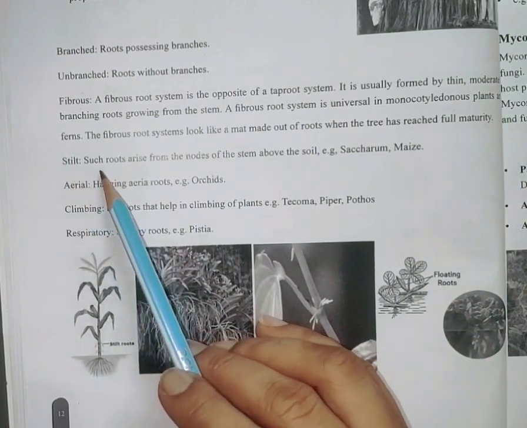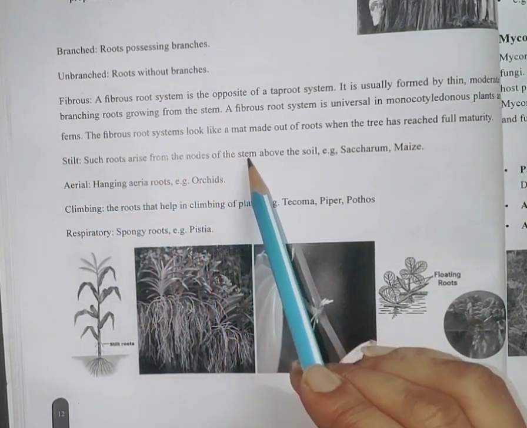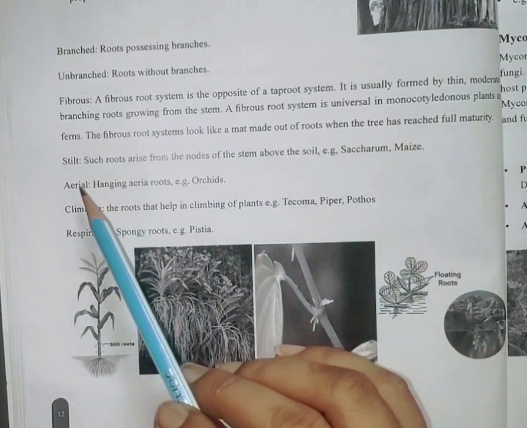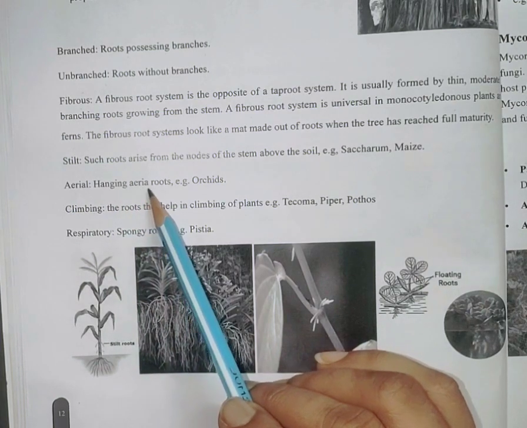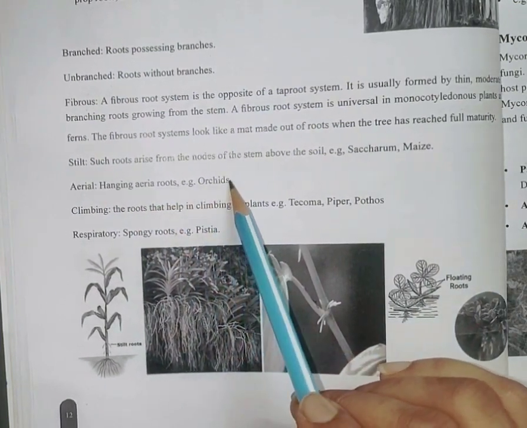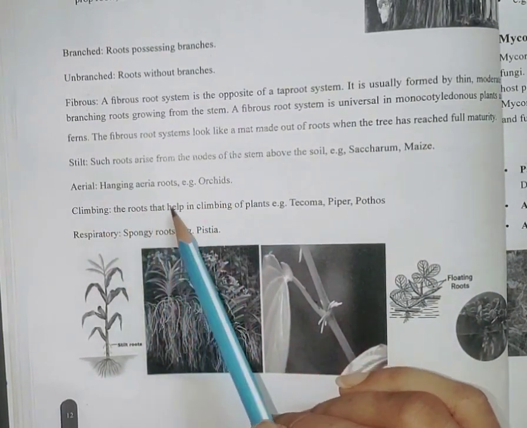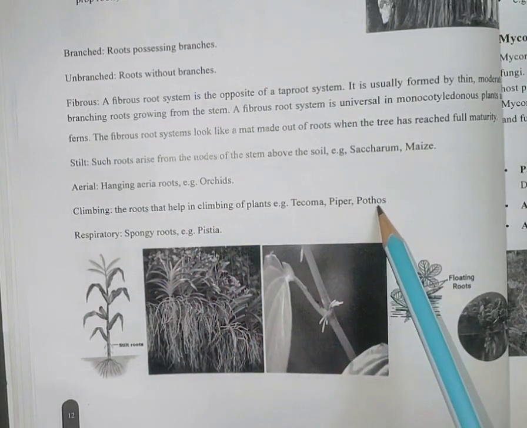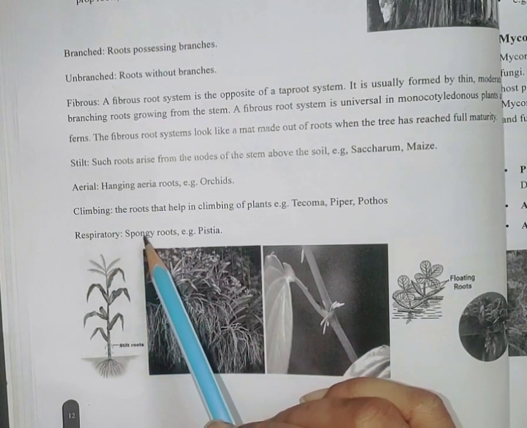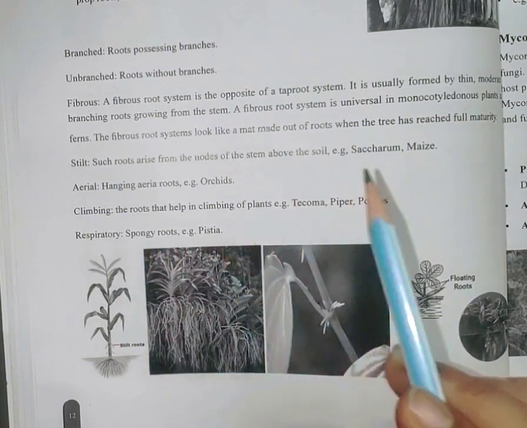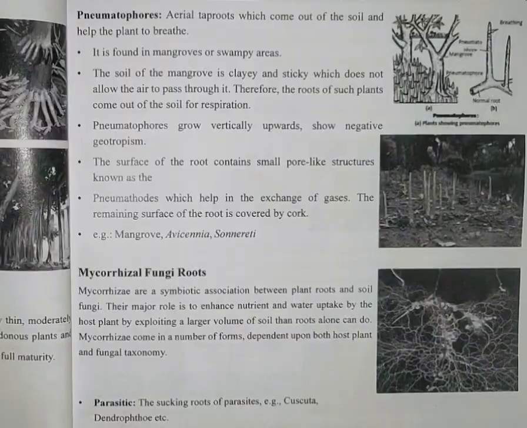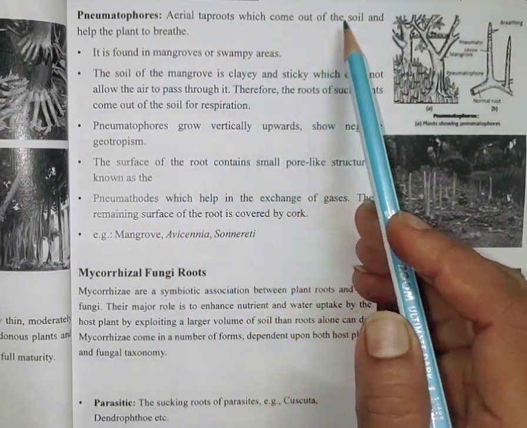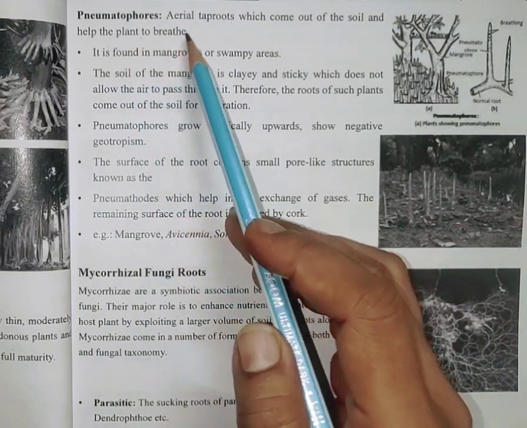Stilt root. Such roots arise from the nodes of the stem above the soil, for example, Saccharum and maize. Aerial root. Hanging aerial roots, for example, orchids. Climbing root. The roots that help in climbing of plants like Tecoma, pepper, pothos. Respiratory root. Spongy roots, for example, Pistia.